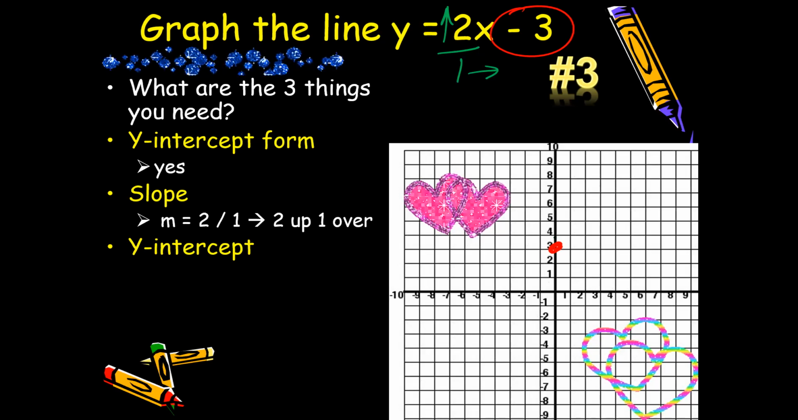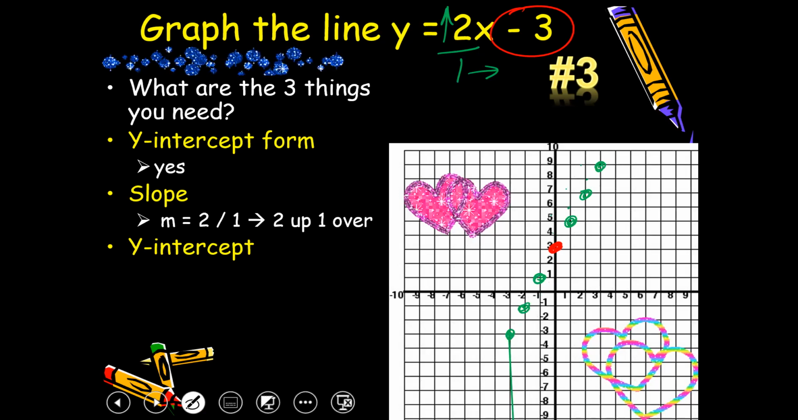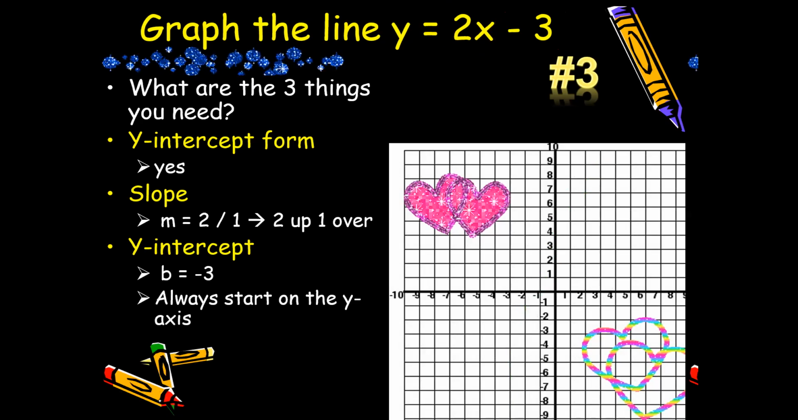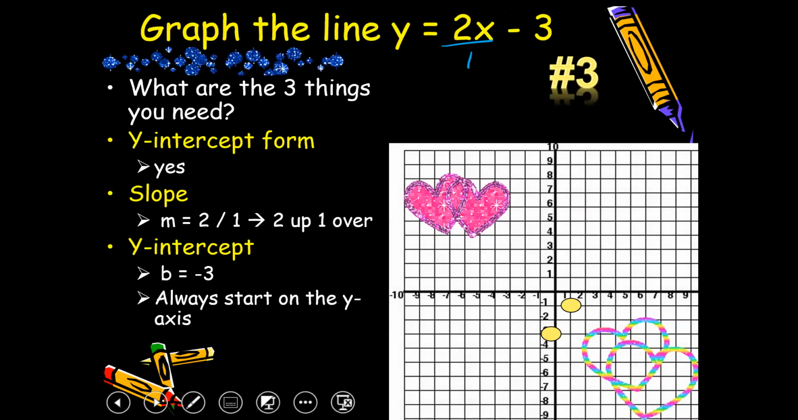over to the right 1. So up 2 over to the right 1, up 2 over to the right 1, up 2 over to the right 1. If you run out of space, go down 2 to the left 1, down 2 to the left 1, down 2 to the left 1. Connect your dots, and you should have this beautiful, gorgeous line right there.